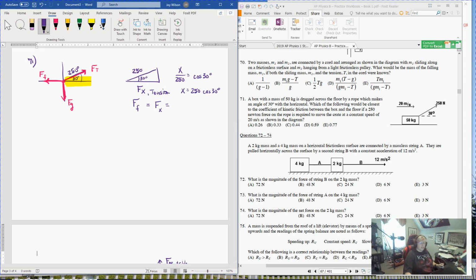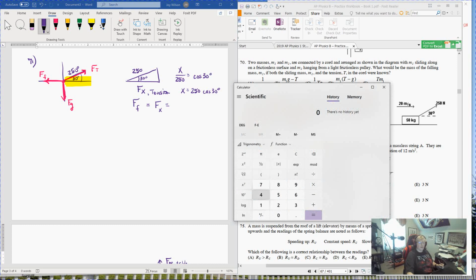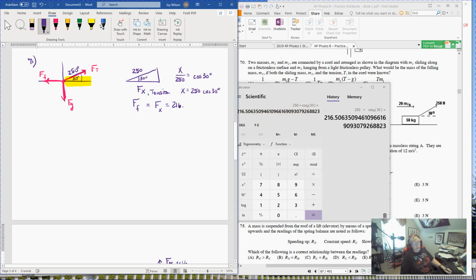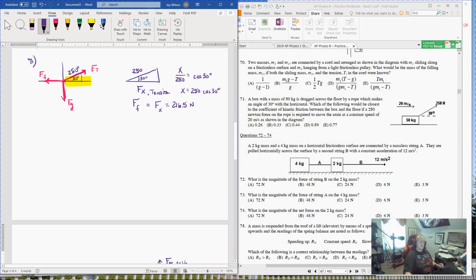So in this case, let's pull out our cute friend calculator. Make sure we're in degrees. 250 times the cosine of 30 equals 216.5 newtons. And then they asked me what the coefficient of friction is. Okay, so coefficient of friction is going to work with, we need to know what the force normal is.